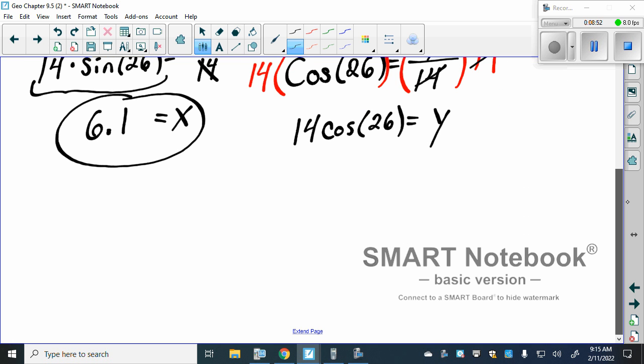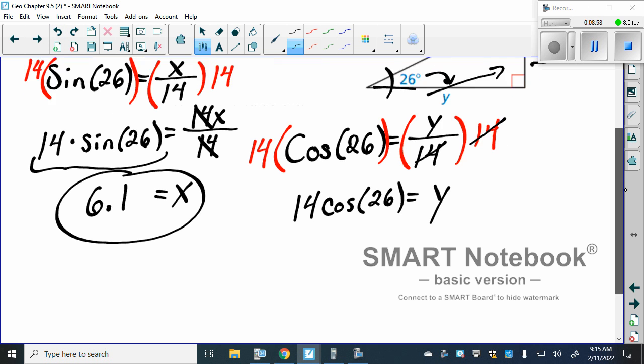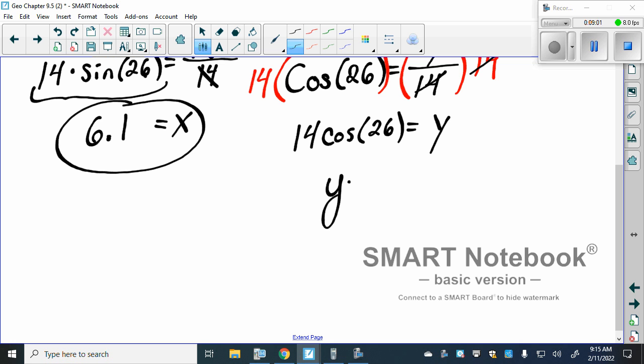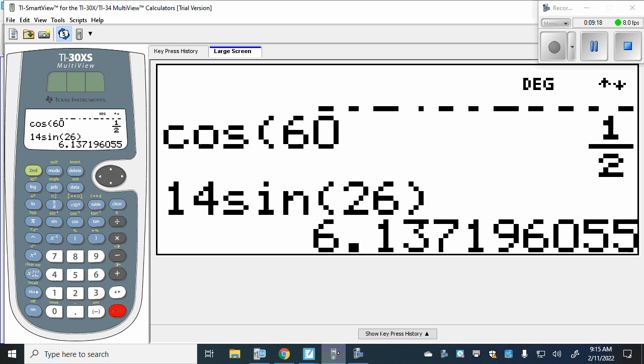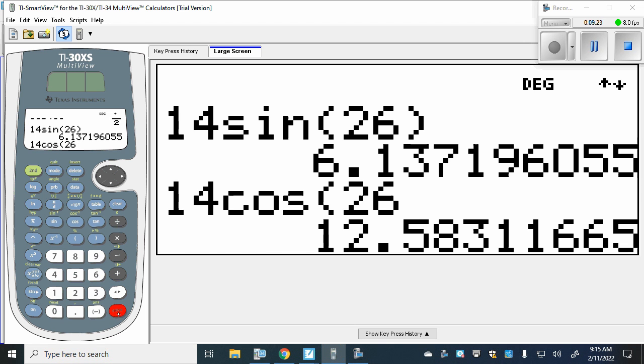Now to finish this off, well, we just need to type 14 cosine of 26 into the calculator and get 12.58, but again, since we're going to the nearest tenth, the number after the 5 is an 8, so we round up.